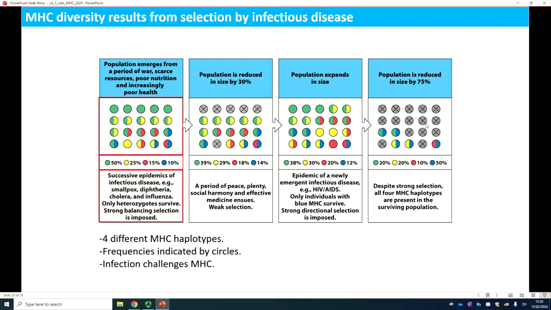But ultimately, what you can see is that it's the infections that are having an impact on the MHC expression. But regardless of this, we're still getting all 4 haplotypes of MHC still surviving in the population despite the presence of the pandemics. But you can see how infection is having an effect on the MHC haplotype expression as well.